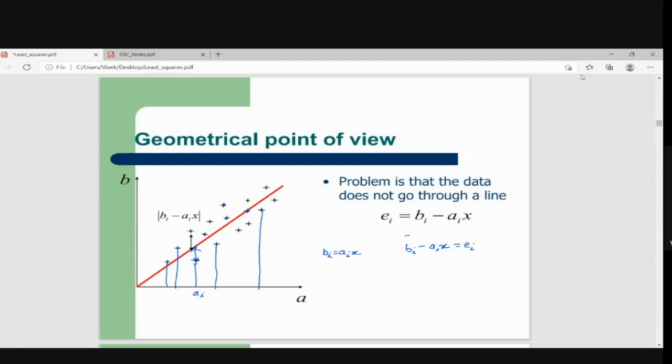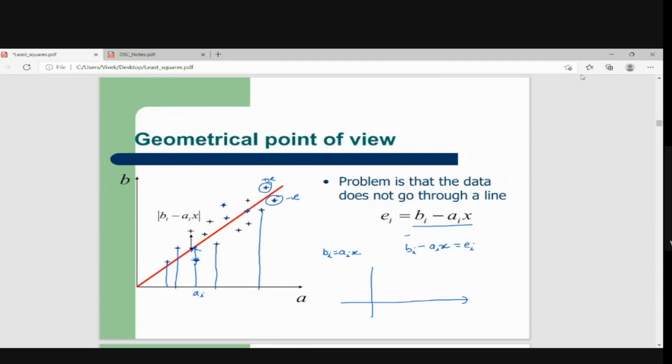The next thing is that this point is on the upper side of the line and this point is on the lower side of the line. If I calculate the same value bi minus aix, then you can see that if I take the error here, it will be positive, and if I find the error here, it will be negative. So in this case, my eis will be positive as well as negative. So it may happen that suppose you have data of this type.